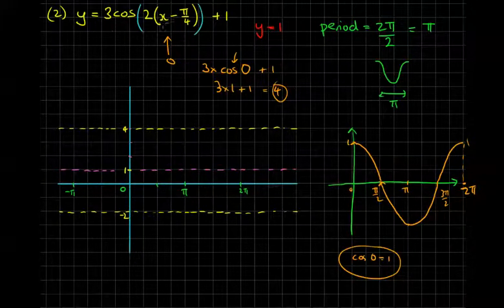But here's the thing. How can I get 0 inside that bracket here? How can I get this to be 0? Because that will tell me where my wave is going to start. So how can I get 0 in there?